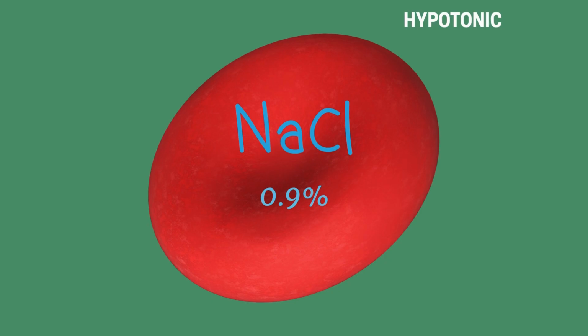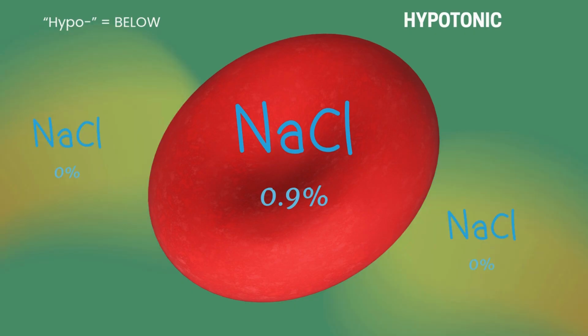In a hypotonic solution, recognize that the prefix here is hypo, which means below. This means that the red blood cell remains at 0.9% sodium chloride, but we are now placing it in a solution that is lower than 0.9% sodium chloride. So let's use one that has no sodium chloride. Now we have a mismatch of concentrations. Osmosis is now going to occur.